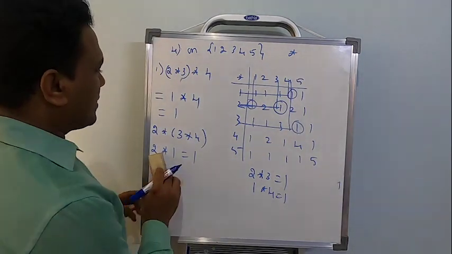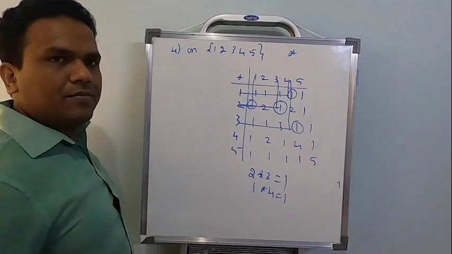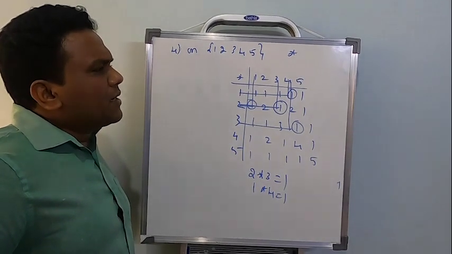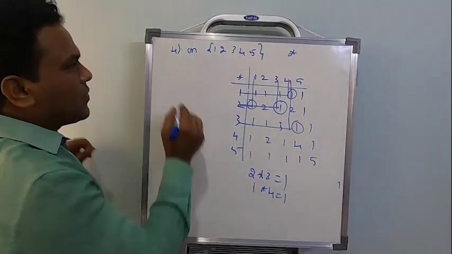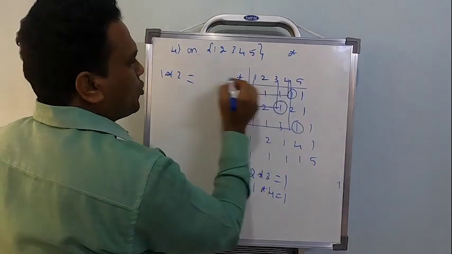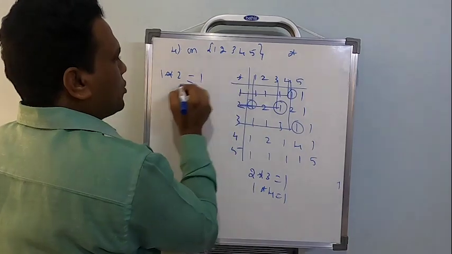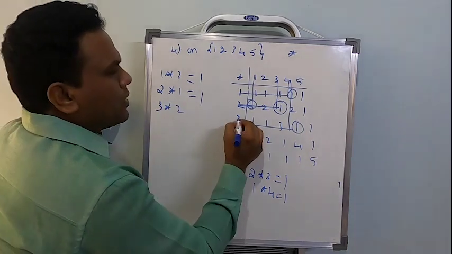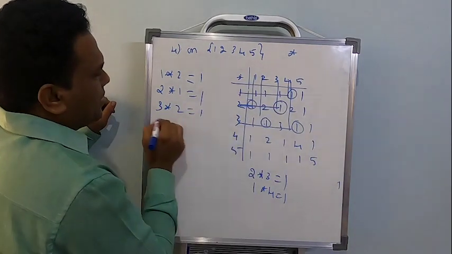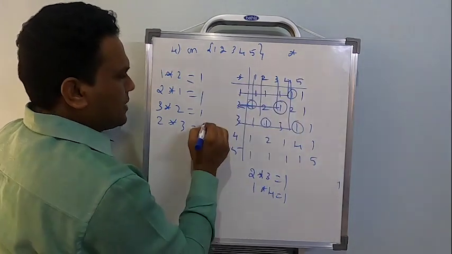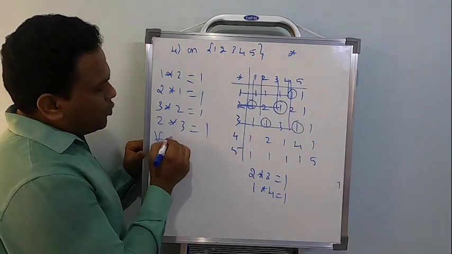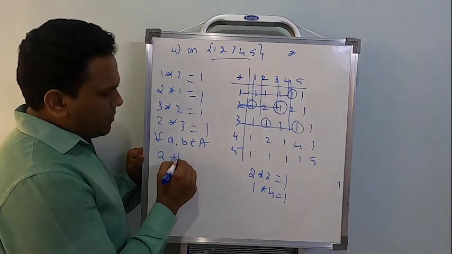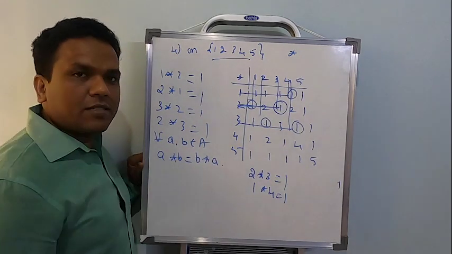Again using the table they are asking, is star commutative? How to check the commutative property? For example, I can check with some examples. 1 star 2 is 1, and 2 star 1 is also 1. Or let me check 3 star 2, which is 1, and 2 star 3 is still 1. So for any two elements belonging to the given set, whether you operate A star B or B star A, the values are going to be the same.